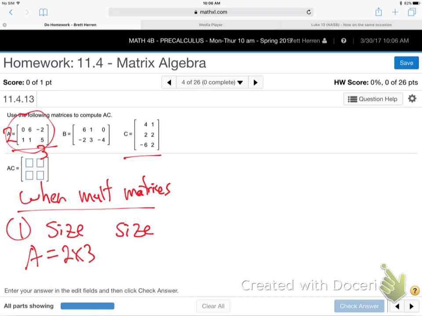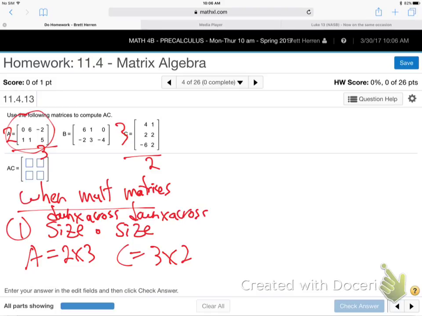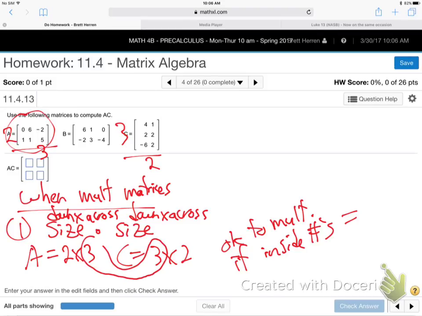Making sense so far? Times, and then what's B? Well, not B. I'm supposed to do C. C is a 3 by 2. Down 3, right? Size is always down by across. Down by across. Like that. All right? Now, it's okay to multiply if the inside numbers are equal, meaning this number and this number. They're equal, so then that's okay.